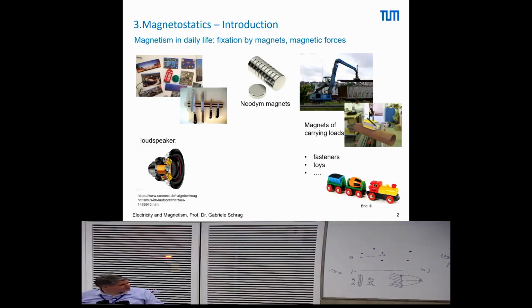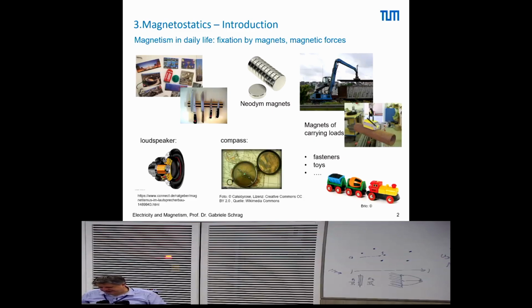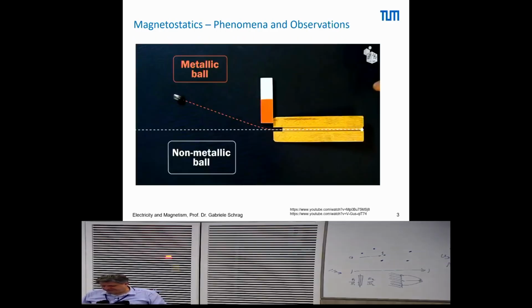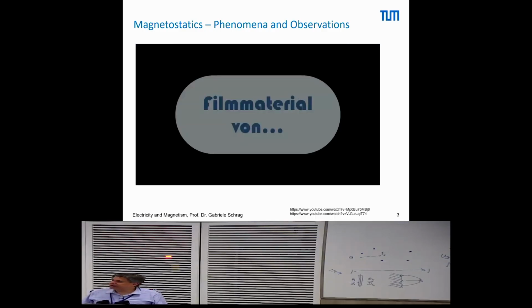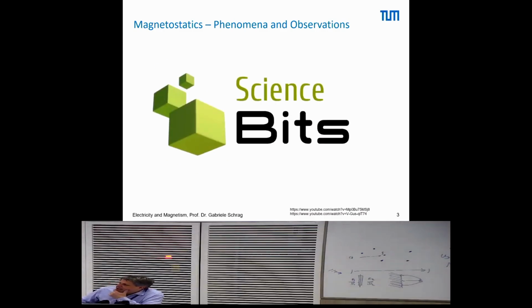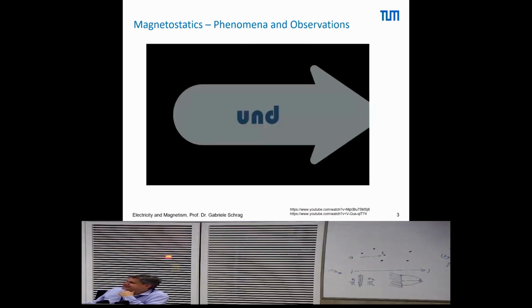And then, of course, you can use it in your loudspeaker. You need to set the membrane in motion. And of course, very useful is also the compass that helps you to navigate when you don't have your smartphone with you. But of course, the smartphone also often has some magnetic sensing tool built in. So let me give you a video that shows you some effects. This is a video that you can find on YouTube, and it shows you some nice scenarios of magnetism.